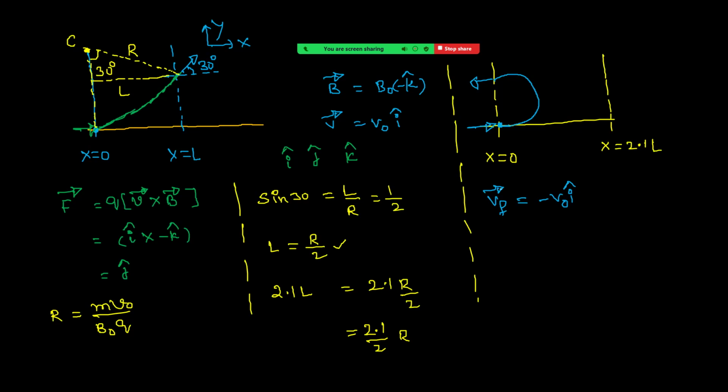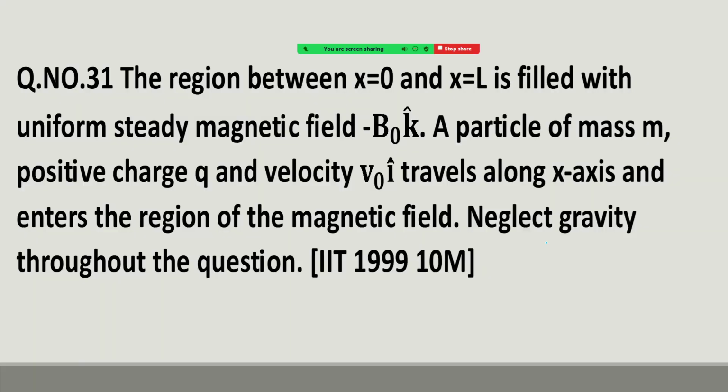That means the time taken or time spent is equal to pi into m by bq. We have learned that the time period of revolution equals 2 pi into m by bq. It is now a half revolution. That's why pi into m by bq. Okay. Let us see the next one.